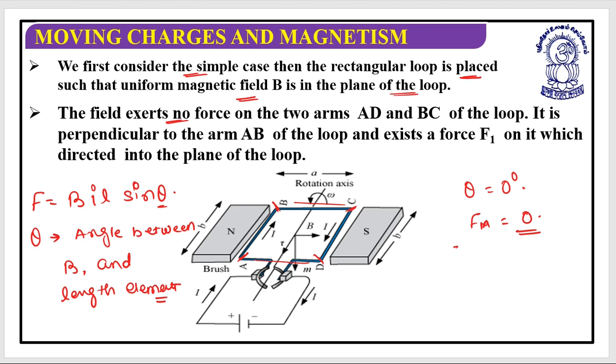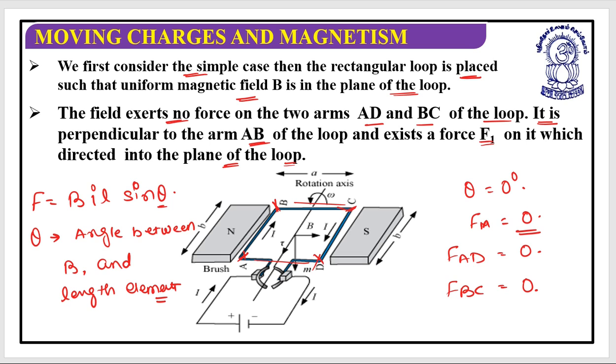So the force acting on AD is 0, and the force acting on BC is also 0. So these two have zero force. The field is perpendicular to the arm AB of the loop, and there exists a force F1 on it, which is directed into the plane of the loop. Now let's talk about the other two arms, AB and CD.